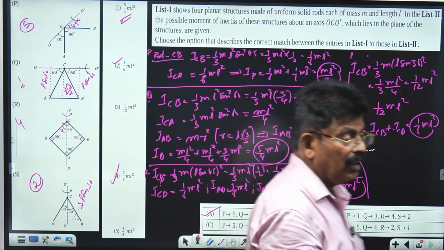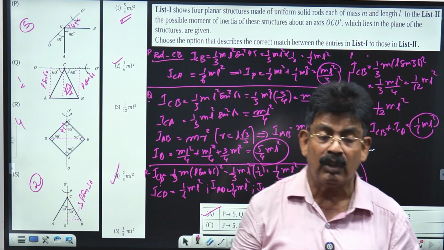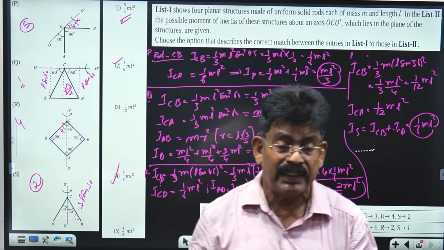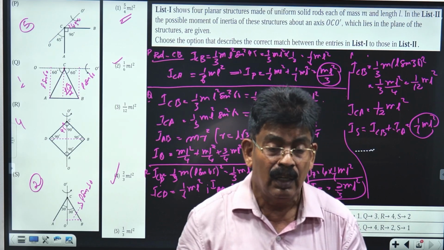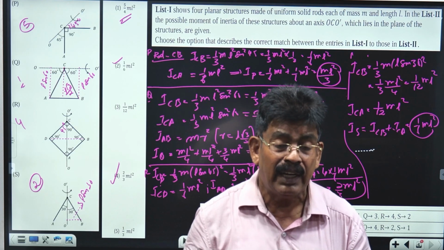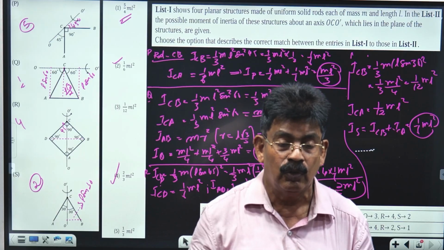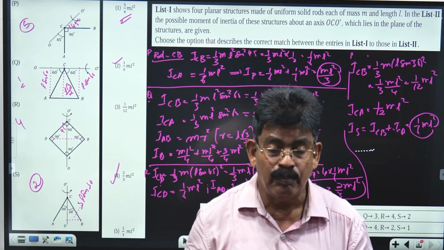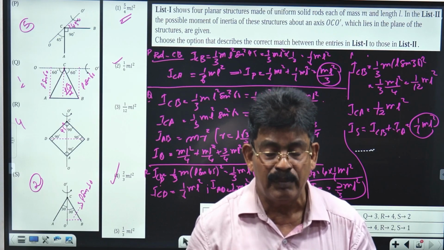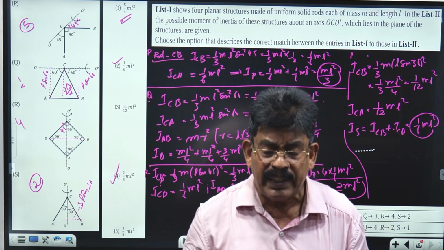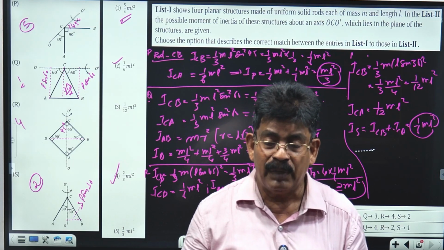So again, the question's level of difficulty is not that high. Here we use one basic concept. A rod rotating about one end, making an angle theta with the axis: we can use a formula. Moment of inertia is equal to 1 by 3 m L square sine squared theta. So in every case, we have used the same formula, but in different situations.